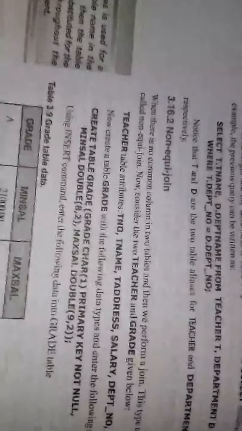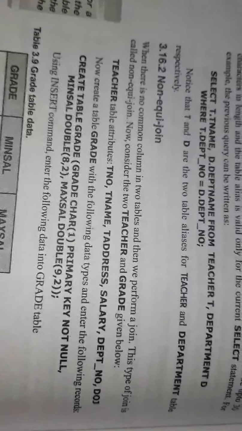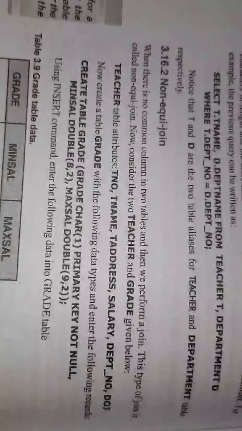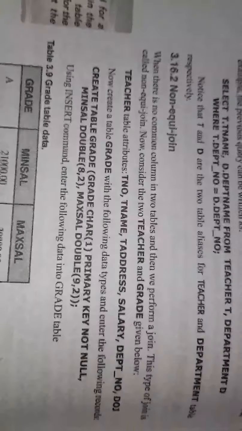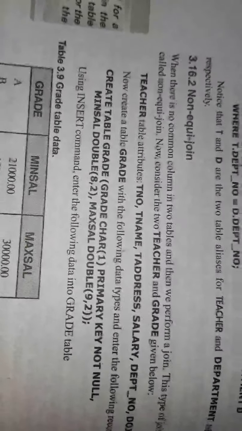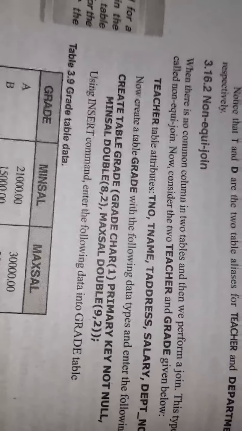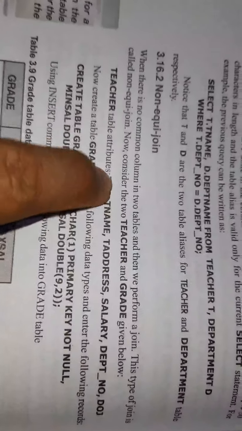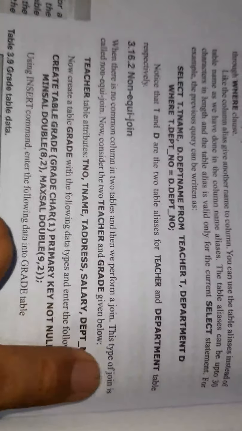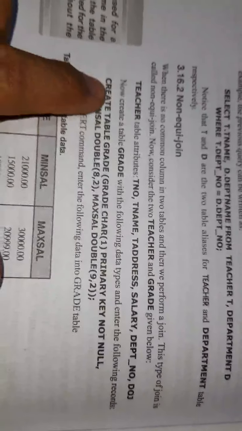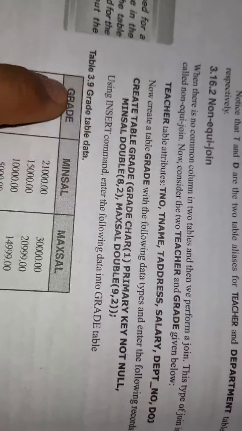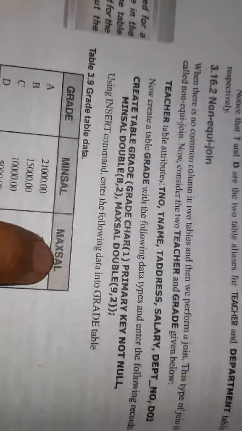Now non-equijoin. When there is no common column between the two tables, then we can form a non-equijoin, provided there is something that can relate the two tables. In the teachers table, you have the teacher number column, teacher name column, teacher address column, salary column, department number column, and date of joining column. A table is created for grade, and these are the columns in the grade table: grade, minimum salary, maximum salary.